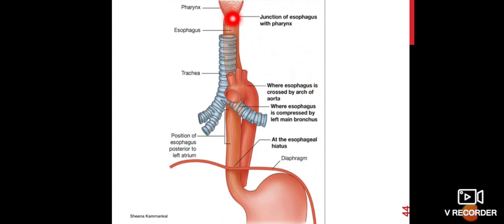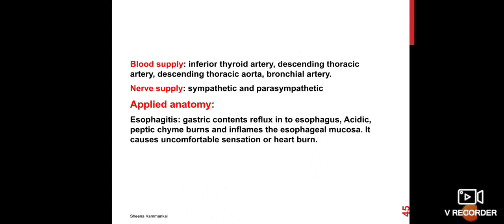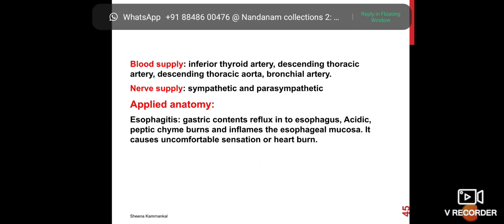Here you can see the pharynx and the esophagus. Constrictions lie at the very beginning, then the arch of aorta, then the crossing of the left bronchus, then the junction between the diaphragm and the esophagus. It is supplied by the inferior thyroid artery, the descending thoracic artery, the descending thoracic aorta, and the bronchial artery. Nerve supply is by the sympathetic and parasympathetic.